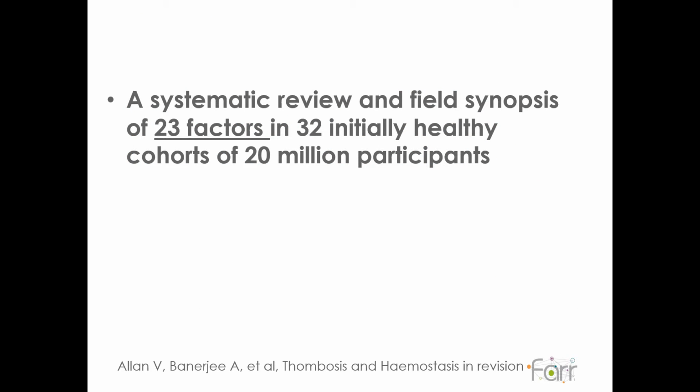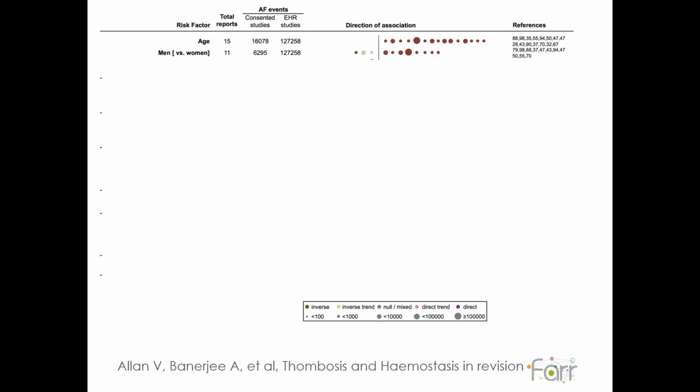So the conventional approach would be vertical, one risk factor at a time, and you would take a very long time to assemble reliable evidence. So we took an alternate approach, which was horizontal, to say across 23 cardiovascular risk factors, what's the evidence that in initially healthy populations they're related with the onset of atrial fibrillation.